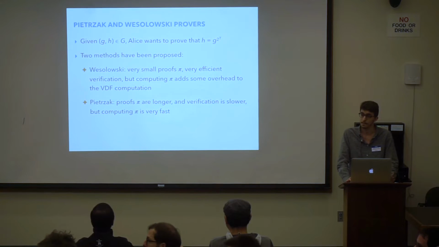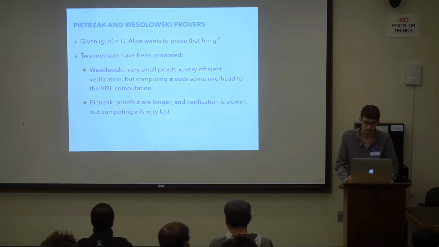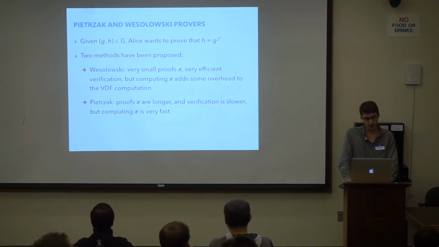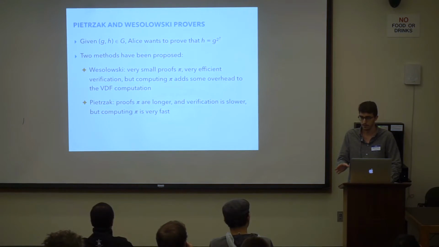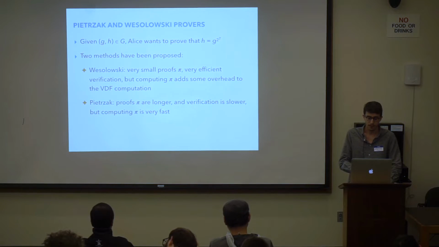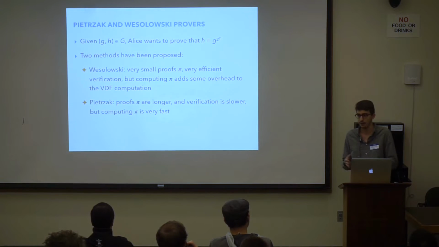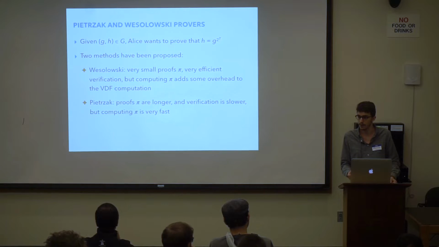Can you compare the space requirements for generating the proofs? So for generating the Pietrzak proof efficiently, you're going to need around square root of t group elements of memory. And for the Wesolowski proof, it's more tricky. It depends on how optimal you want your prover to be. You can get pretty close to the best speedup also with square root of t group elements.